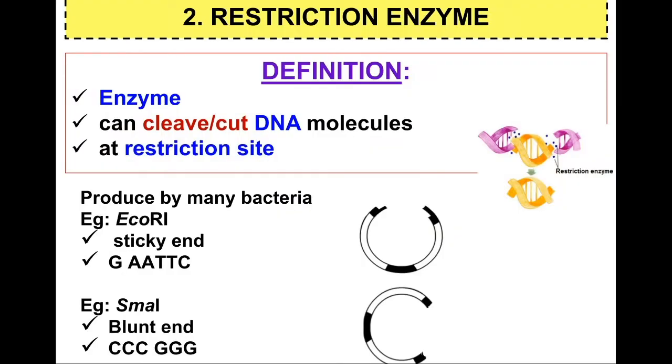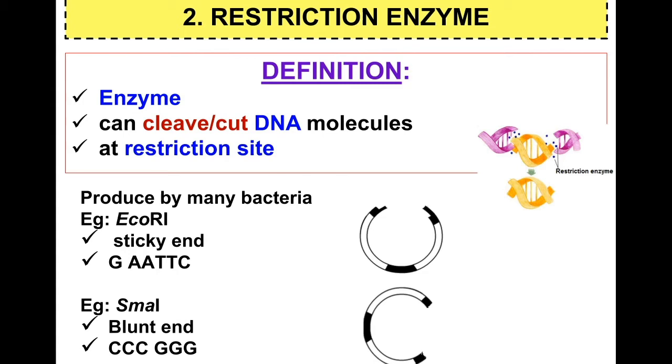The second tool is restriction enzyme. Restriction enzyme can be defined as an enzyme that can cleave or cut DNA molecules at restriction sites. There are many bacteria that can produce the restriction enzyme. Example of restriction enzyme is EcoR1.